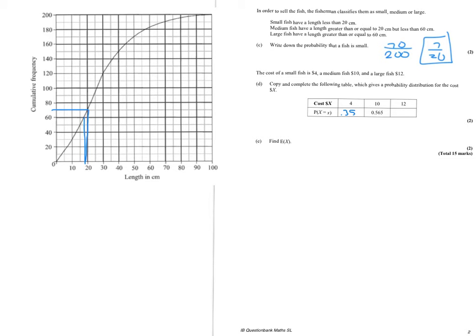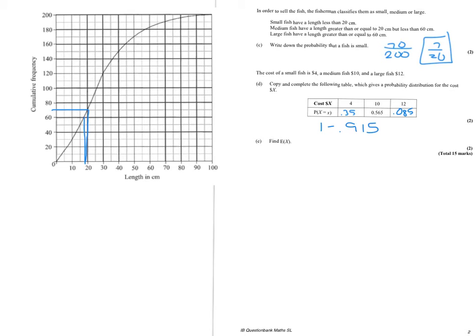It's telling us the probability of it being medium is 0.565. And so how can we figure out the last part? Well, what we know about probability distribution tables is that these should all add up to 1. So 0.35 plus 0.565 is 0.915. So we're going to do 1 minus 0.915. And that gives us 0.085 as its probability of being large.